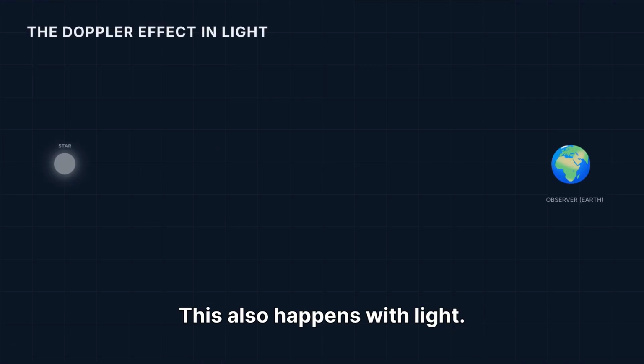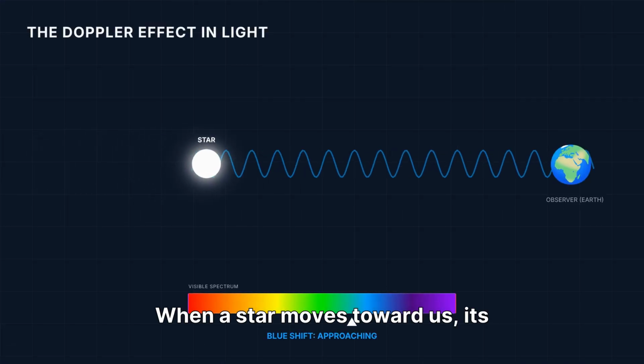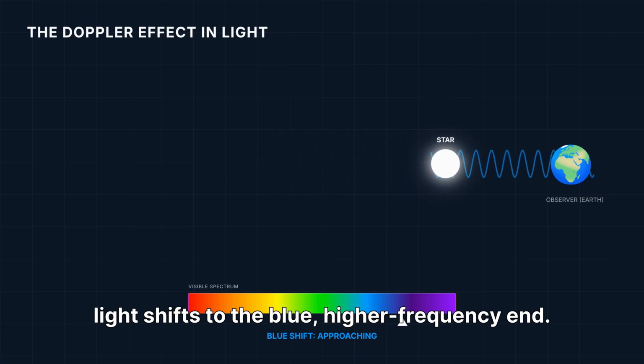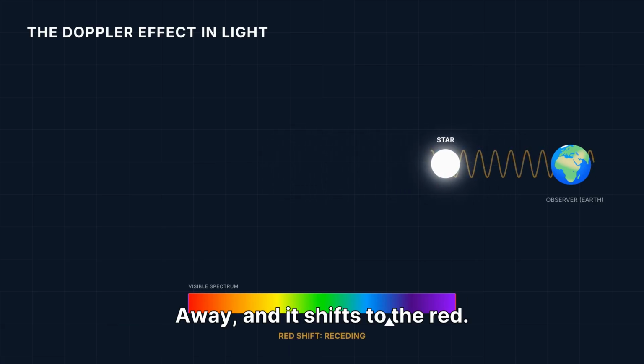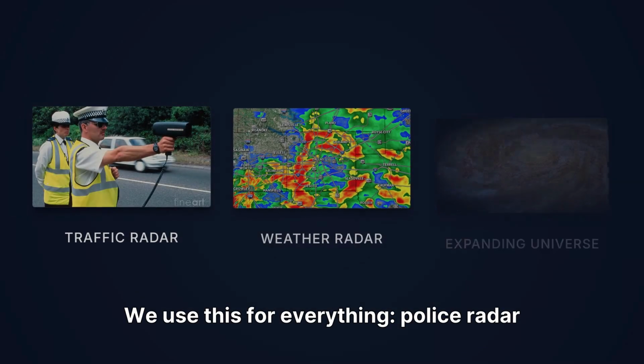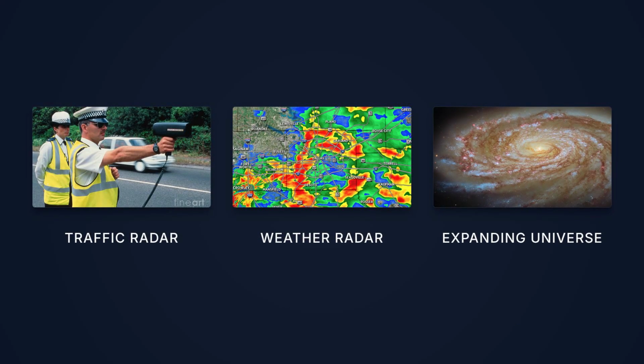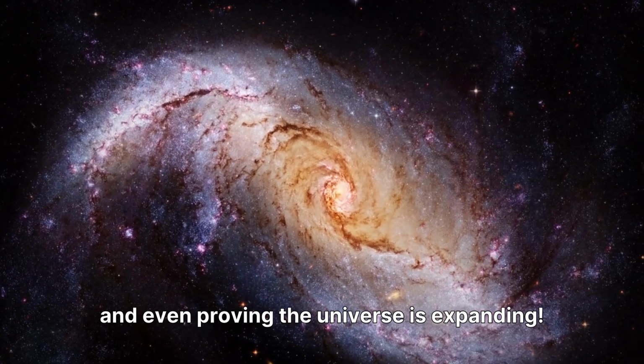This also happens with light. When a star moves toward us, its light shifts to the blue, higher frequency end; moving away, it shifts to the red. We use this for everything: police radar guns, tracking weather patterns, and even proving the universe is expanding.